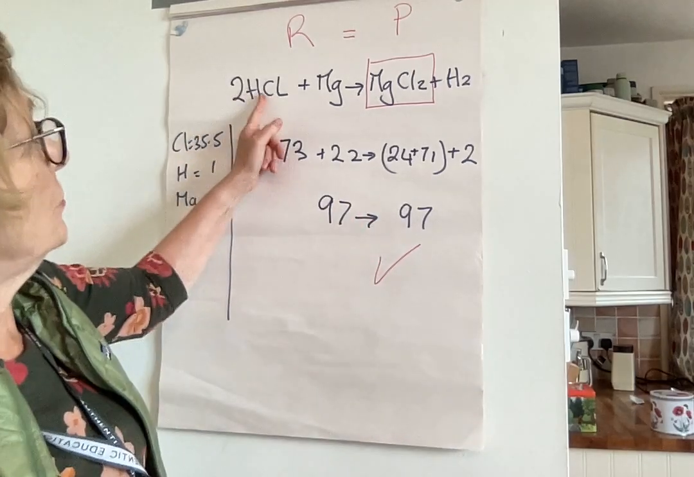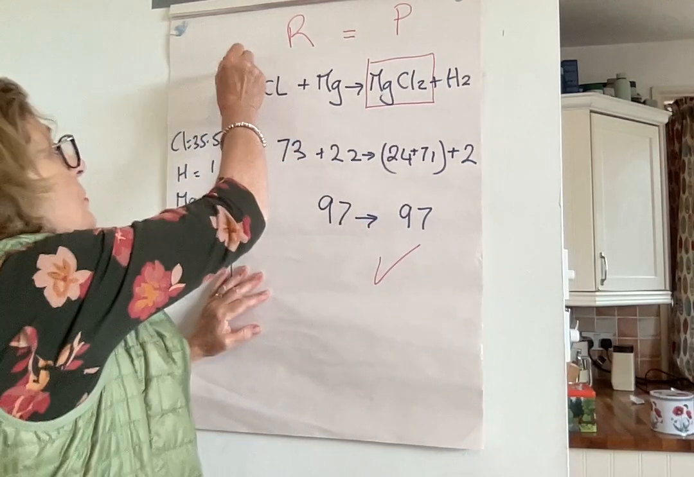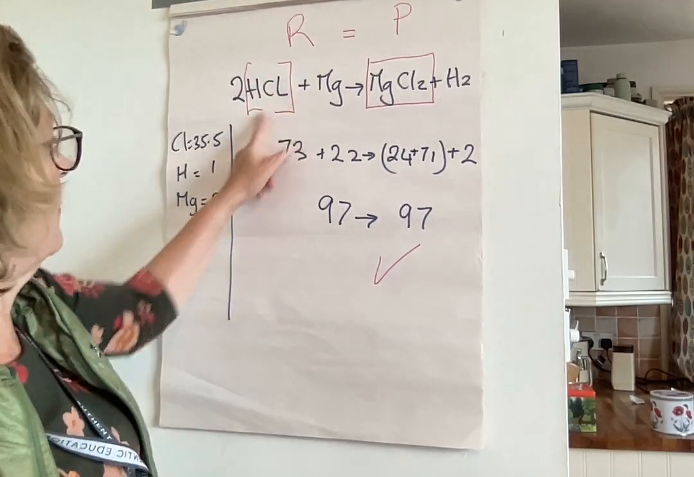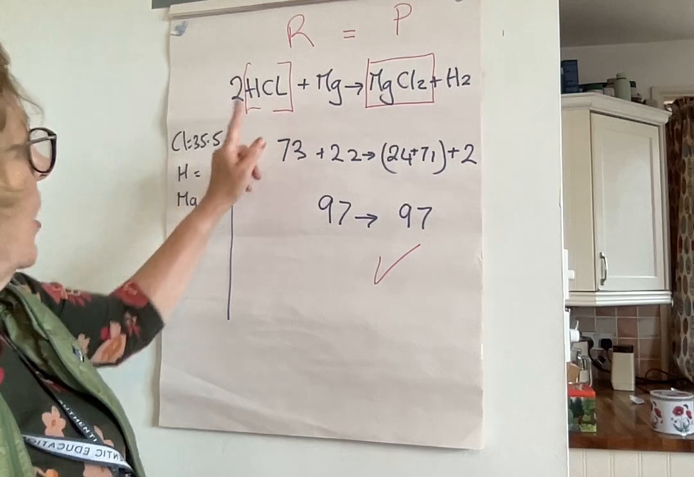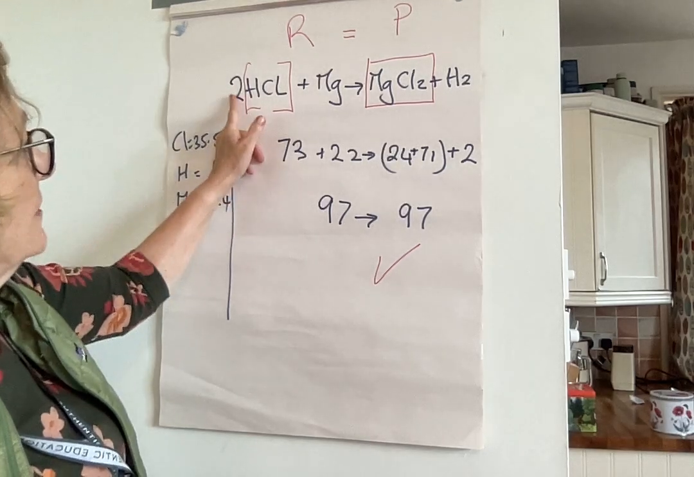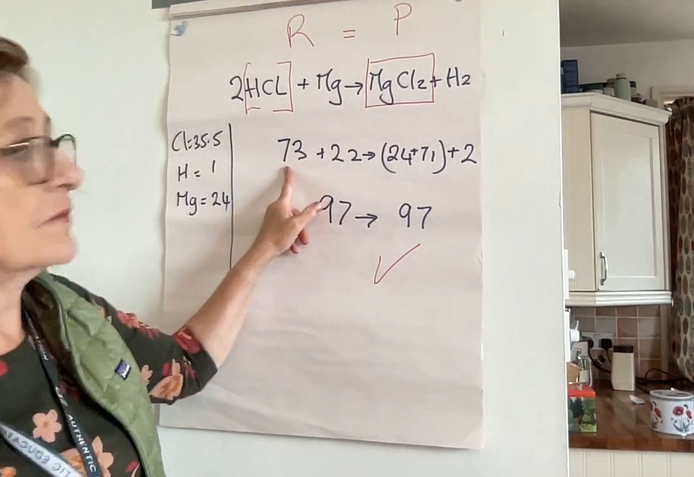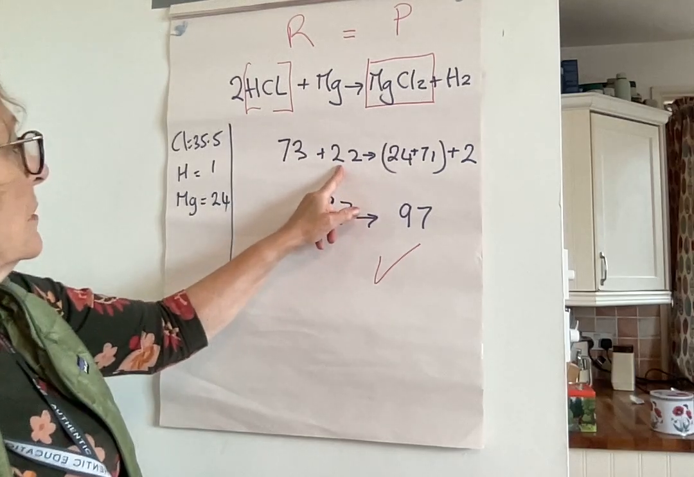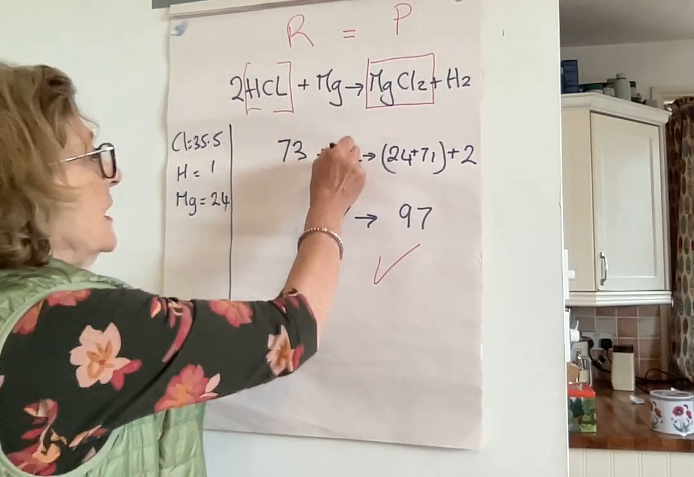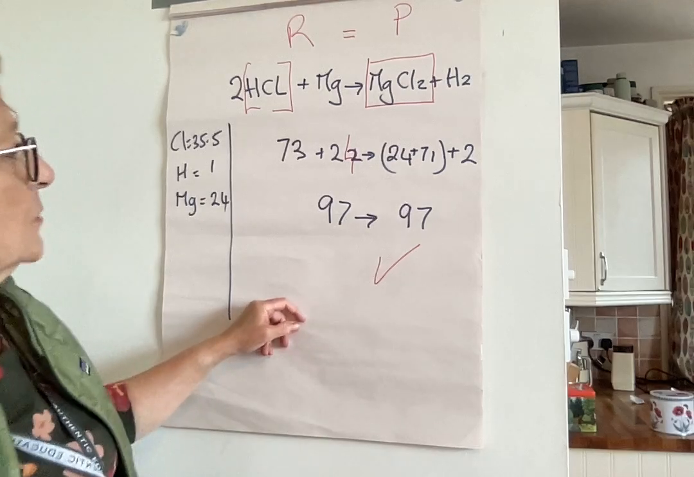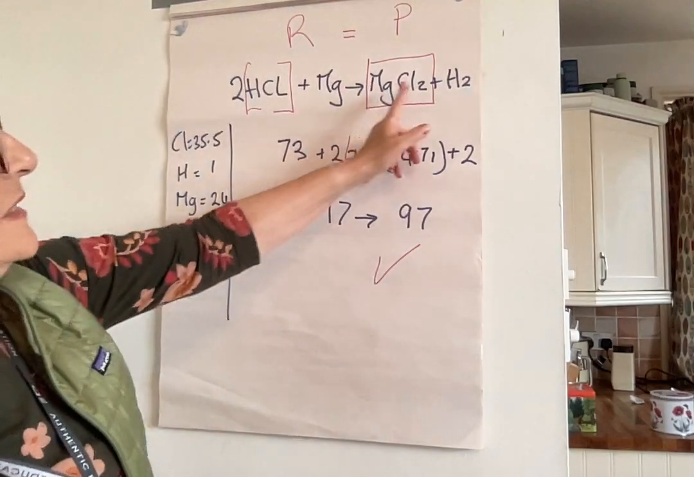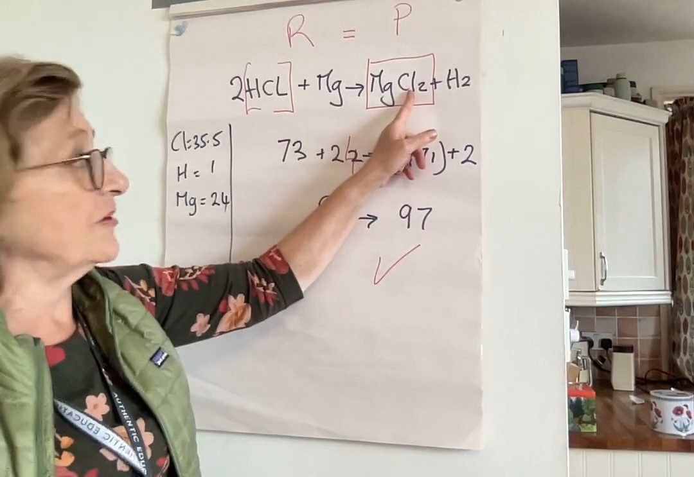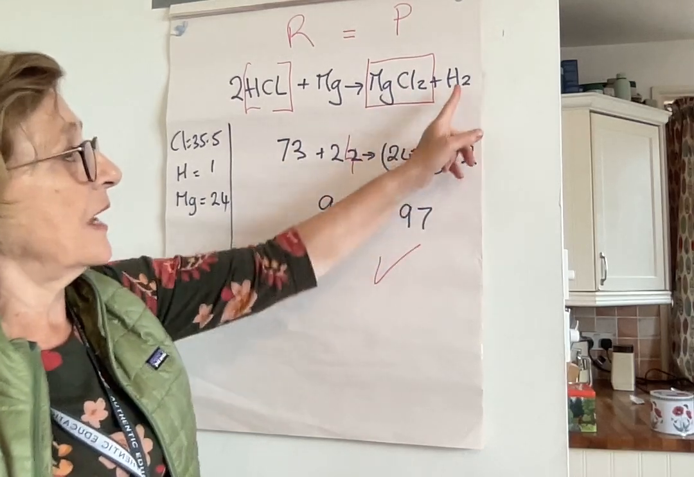So 2HCl means 2 of that molecule, all right? Chlorine, 35.5, add hydrogen 1, makes 36.5, double it, we get 73. 1 magnesium, there it is, all on its own. Spot the deliberate mistake, 24. Then we've got magnesium chloride, which is 1 magnesium, add just 2 chlorines, the 71, and 2 hydrogens.